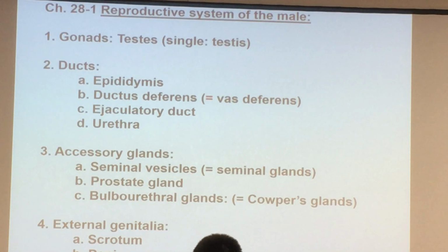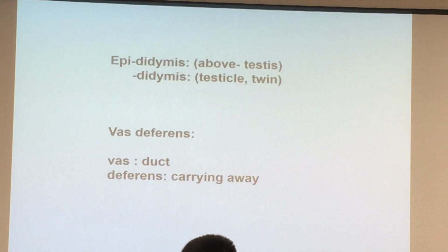Some terms I want you to know the meaning of. Epi means above. Didymis means testes, or twin. Vas deferens is the tube that sends out the sperm. Vas means vessel, and deferens means carried away. So if you know the meaning, it's easy for you to memorize it.